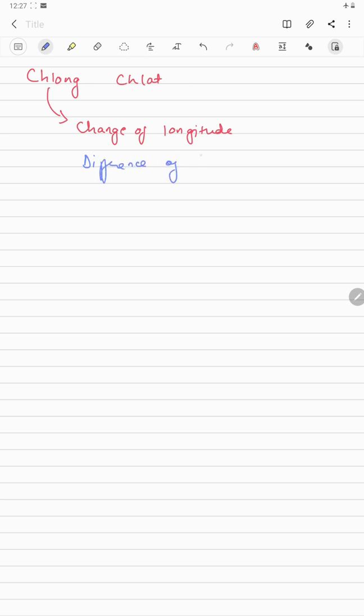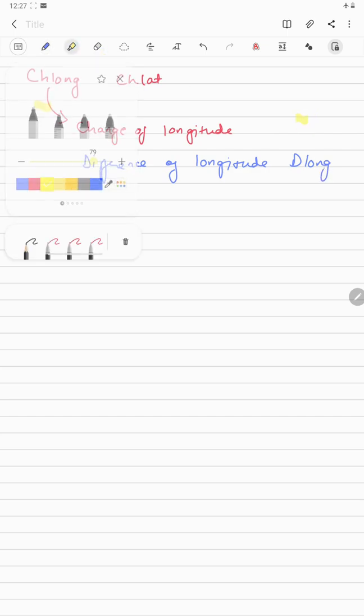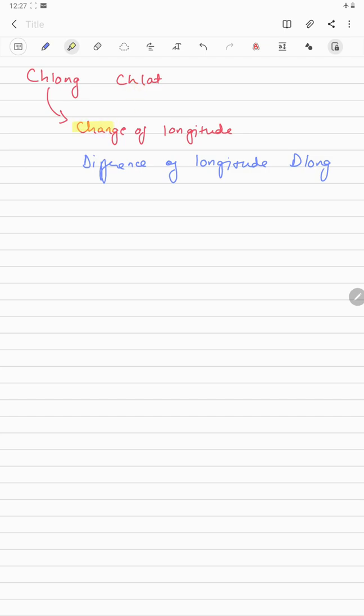Either you can call them change of longitude, which is your Chlong, or you can call them the difference of longitude. Okay, and the difference of longitude is known as your D long. So these are the two names by which they are called. So I'm going to highlight those two names for you. This is your change of longitude and your difference of longitude, which is known as your D long.